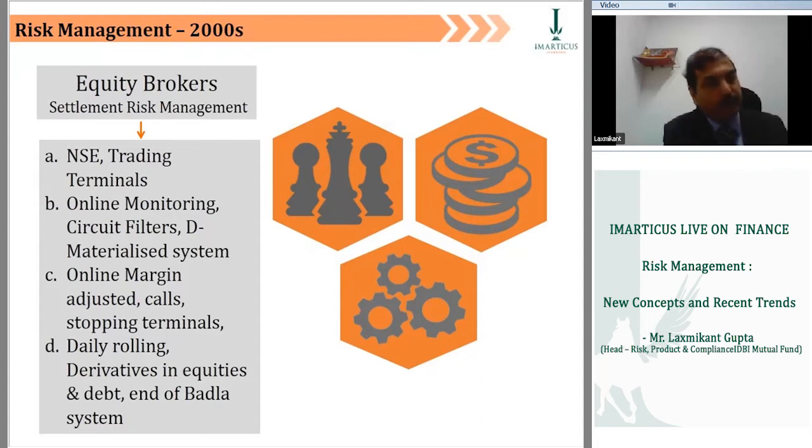During the late 90s and early 2000s, the settlement period was reduced from one week to one day. Daily rolling settlement came up. Derivatives in equities and fixed income were introduced: in fixed income, interest rate swaps and FRAs, and in equities, options and futures. This led to a further increase in impetus for risk management systems, software, training, and settlement risk management processes.